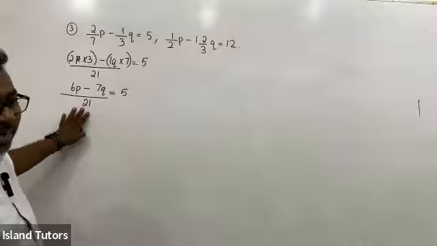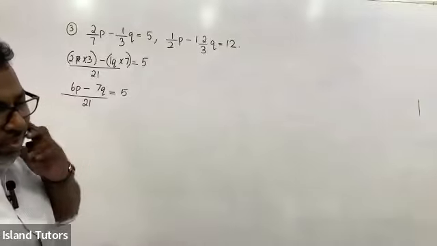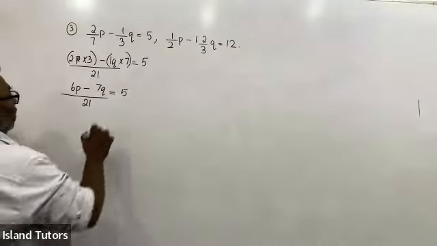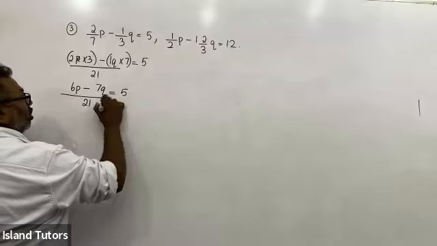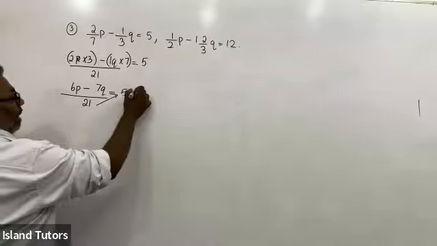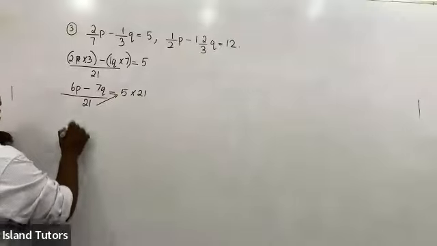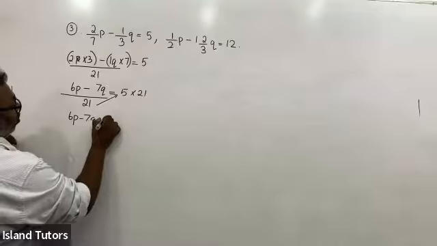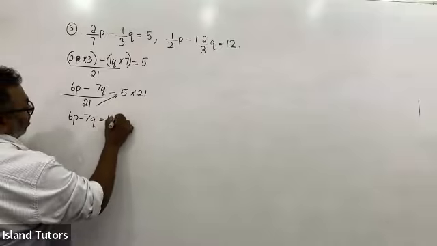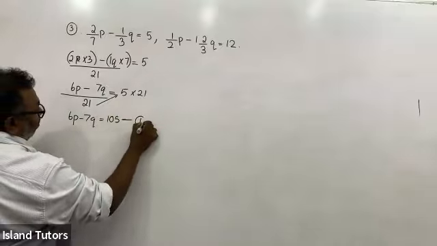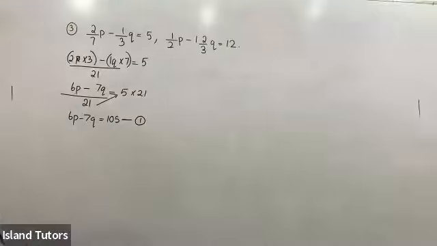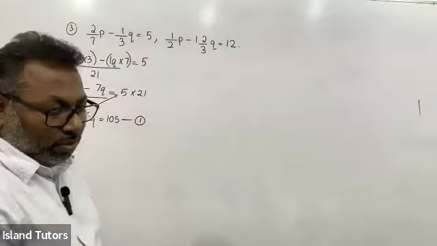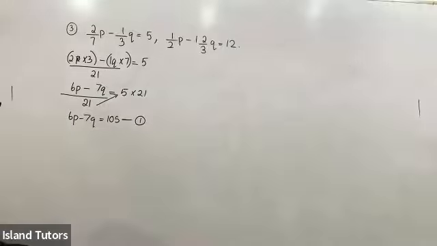Now remove the 21 to this side. So you're going to multiply by 21 here. We're going to cross multiply. So 6p minus 7q is equal to 105, which is your first equation.